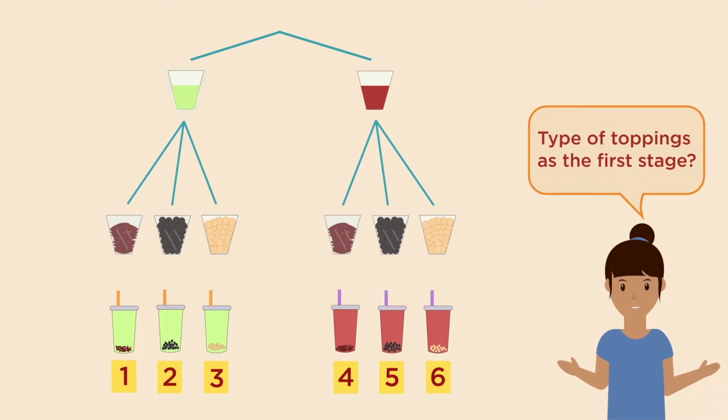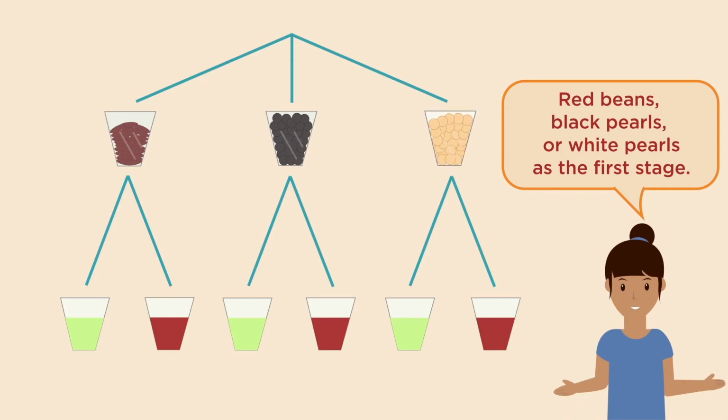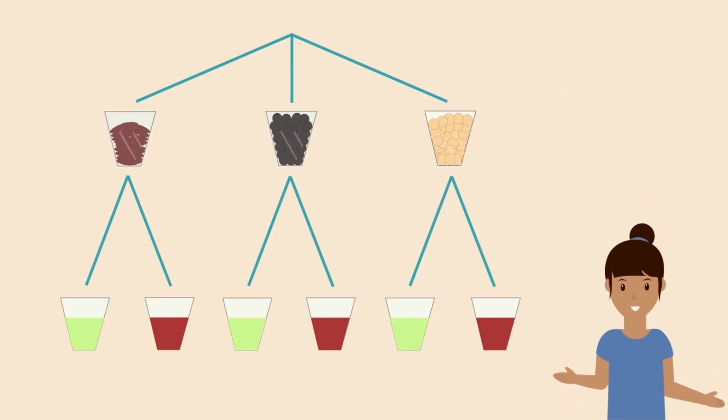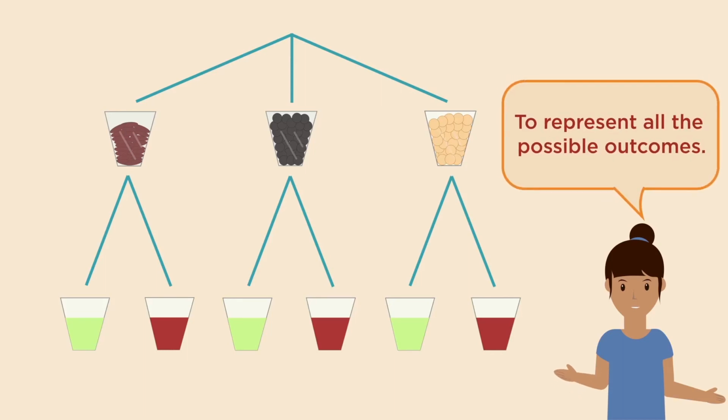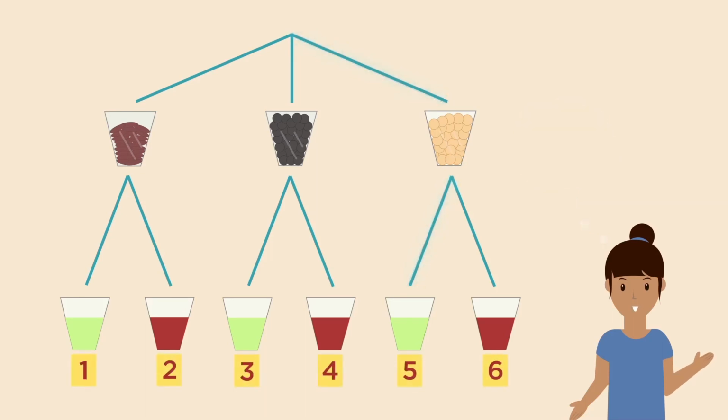We can think about the type of toppings as the first stage of the tree. Just like this. We can have either red beans, black pearls, or white pearls. For each of these 3 toppings, we're gonna get either green tea or red tea. This is another way of drawing a tree diagram to represent all the possible outcomes. What is this outcome right over here? This is green tea with red beans. This is red tea with black pearls. Which is the one we want to get? Green tea with white pearls. It's here. Once again, you can see that there are 6 equally likely outcomes.